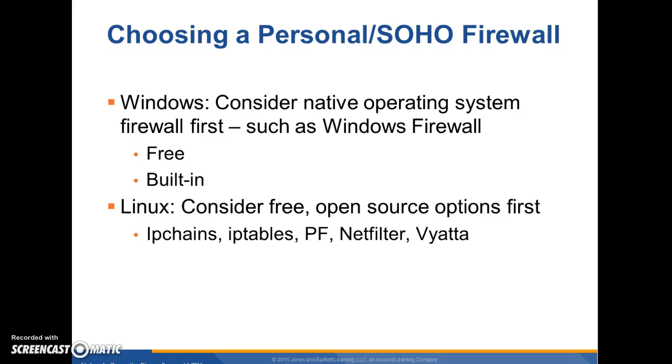Linux. Consider free open source options first: ipchains, iptables, PF, Netfilter, and Vyatta. Note that Linux distributions don't automatically come with a native software firewall. And even when Linux does provide a native firewall, it's not likely to be enabled or configured by default. Due to the wide range of variations in Linux distributions, Linux does provide a wide range of firewalls.